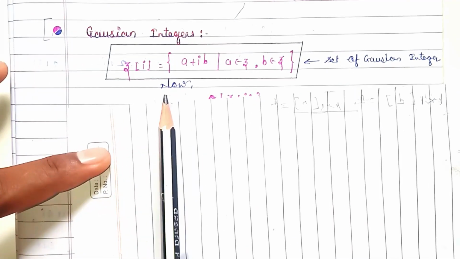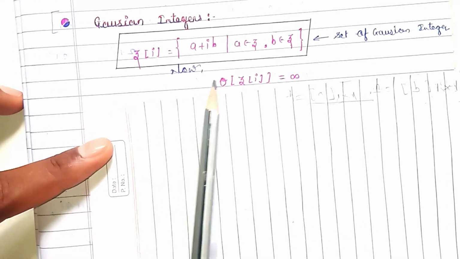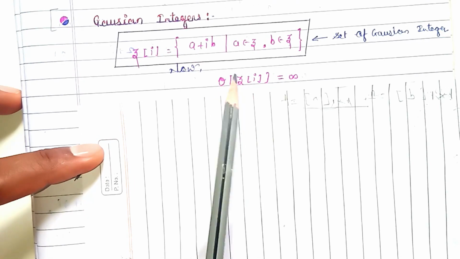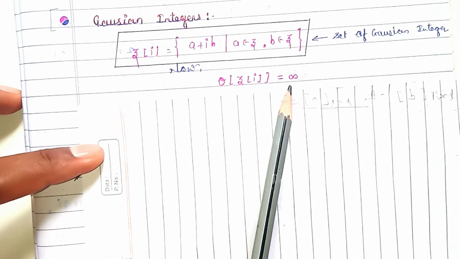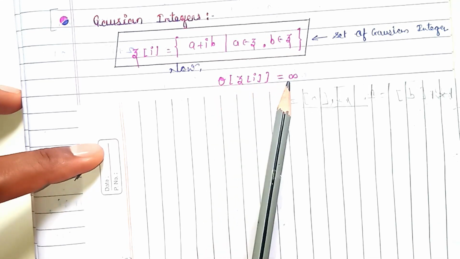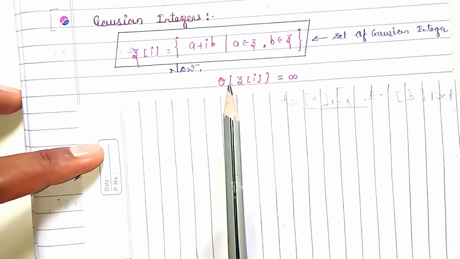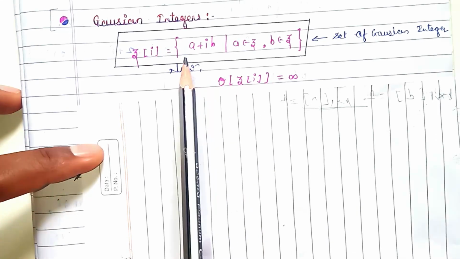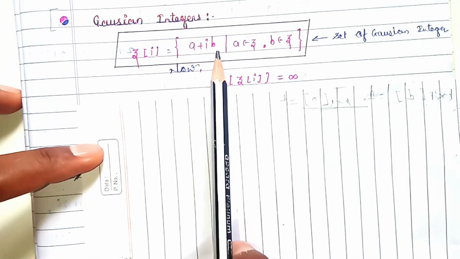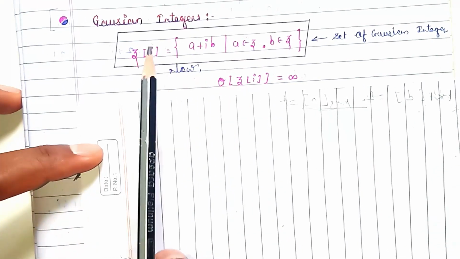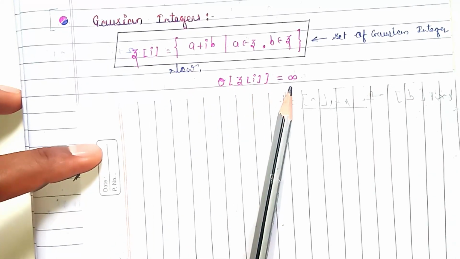In general, the order of the Gaussian integers is always infinity, because Z is an infinite group. Why is it infinity? Because we can form an infinite number of elements by using the values of a and b. All are coming from the integers, so the order of the Gaussian integers is always infinity.